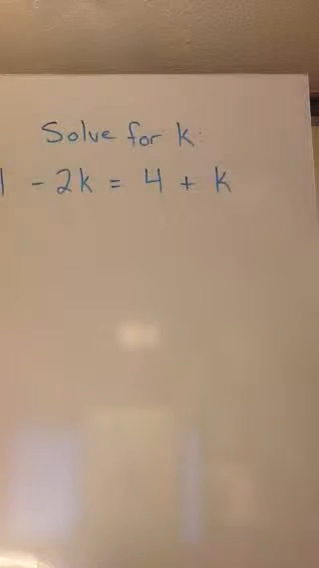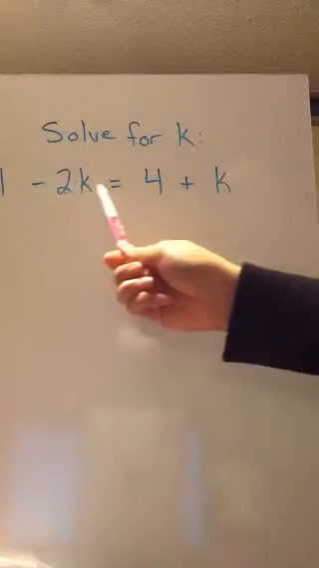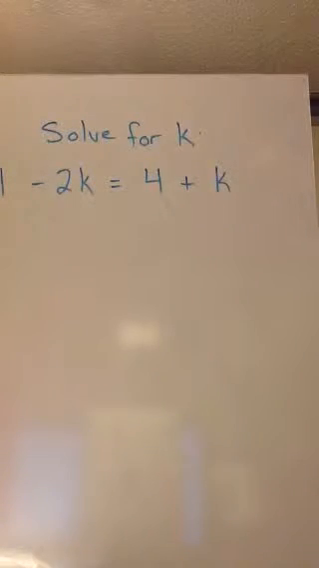Okay, in this example, I'm solving for k. So we have 1 minus 2k equals 4 plus k. Well, what I want to do to solve for k is collect my like terms.